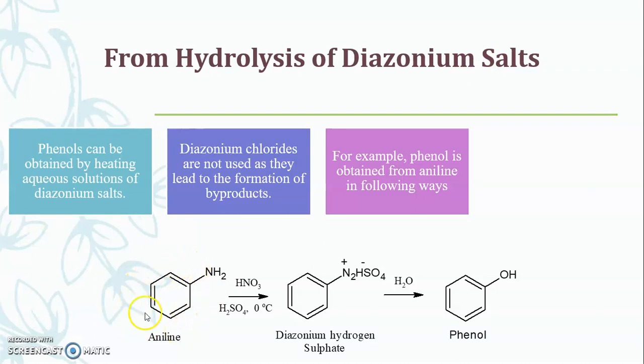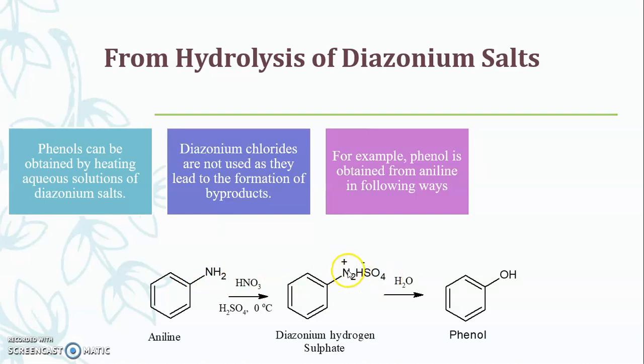Aniline means C6H5 and NH2. As a nitrogen atom is present here, aniline is considered a basic compound. So when this aniline is treated with a mixture of HNO2 and H2SO4, where sodium nitrite is also utilized, it leads to the formation of HNO2, the nitrous acid. Due to the use of this nitrous acid, the NH2 is converted into N2HSO4.